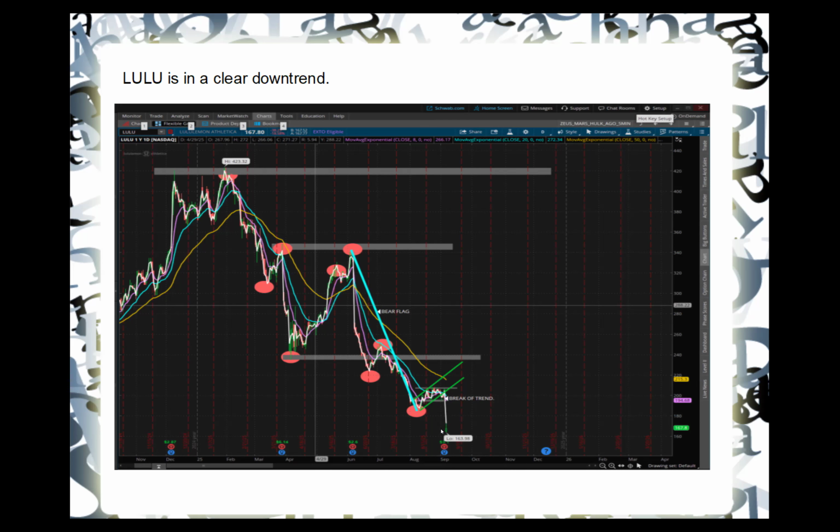Now, is that always guaranteed to happen? No. It could consolidate for a long period of time, and then it could go back up again. There are no certainties. There are only probabilities. But what we try to do is recognize patterns. And I'll go over a couple of the patterns that I got as a cheat sheet from TradingView, and we'll talk about those in a minute. So this is a bear flag on Lulu. One example with Google is a bullish trend, and one example with Lulu is a bearish trend.